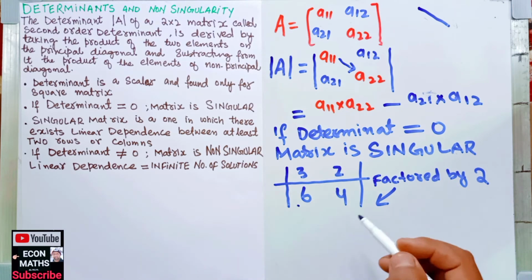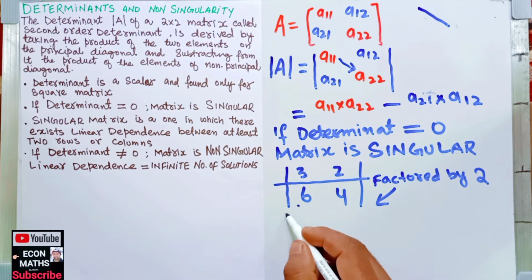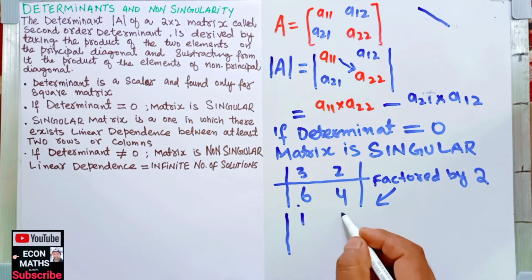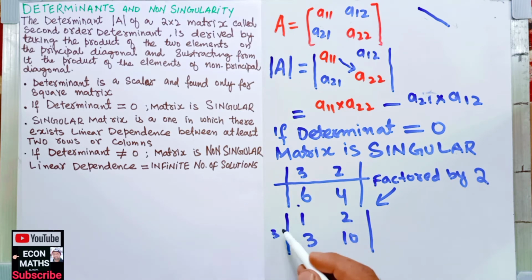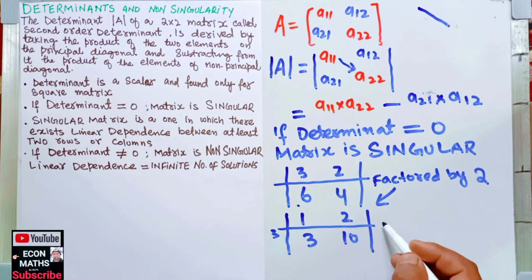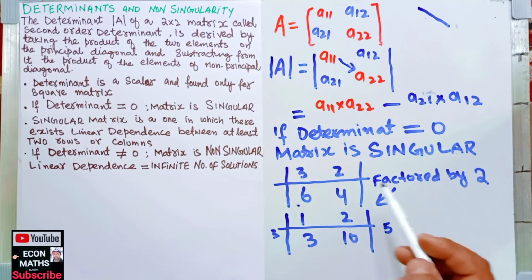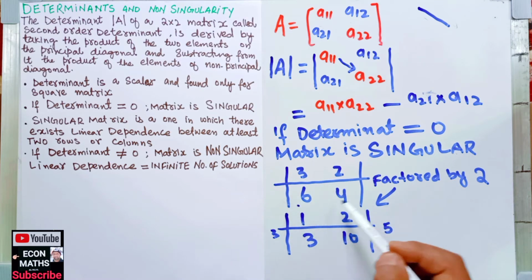But on the contrary, if I have another matrix, let us say [1 2; 3 10]. Now this 1 is scaled to 3 by a factor of 3, but this 2 is scaled to 10 by a factor of 5, so there is no common factor for these, whereas in the previous matrix these both were scaled by 2. Here these both are not scaled by the same number, so I can say this is a non-singular matrix.